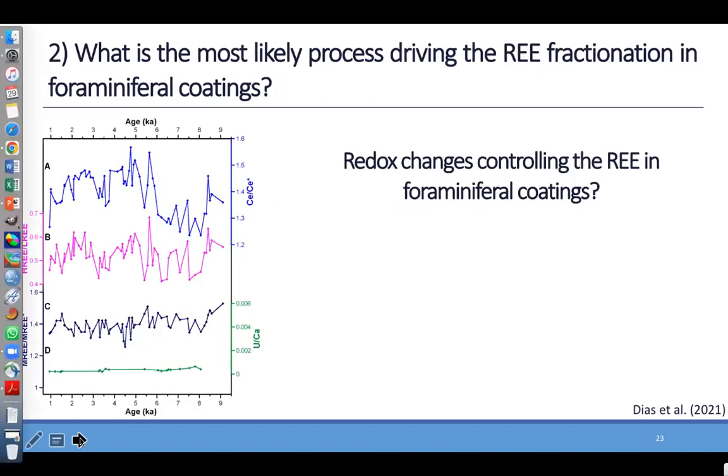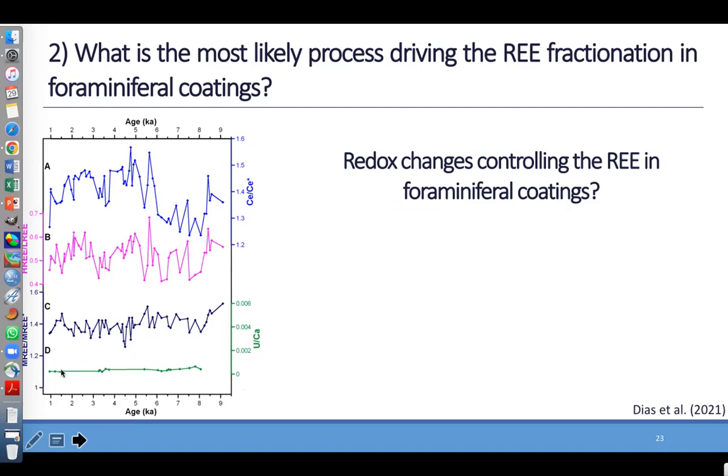Going now to the second question: what is the most likely process driving this fractionation of rare earth elements? We started by looking at whether redox changes control the rare earth elements in the foraminifera coatings, and we start here looking at the reconstruction. We do have 90,000 years of reconstructions, and here at the top we have the cerium anomaly, followed in purple by the heavy rare earth elements, followed by the reconstruction of the mid rare earth element anomaly, and by the end, the uranium/calcium. Uranium/calcium is a redox proxy, so it means that if we have reducing conditions, we would see increasing concentrations of uranium.